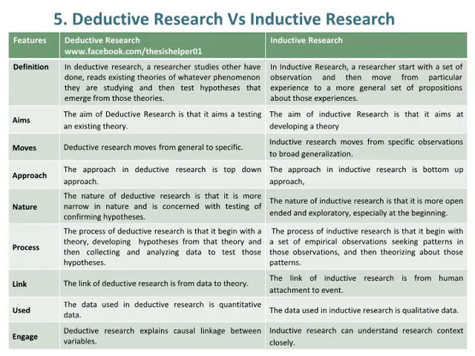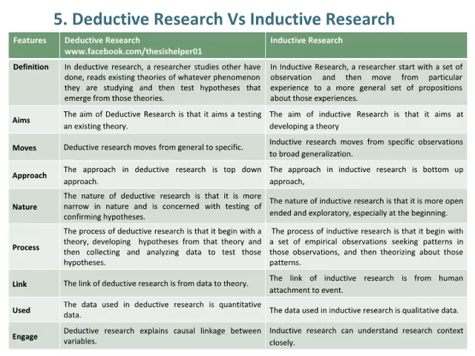The aim of deductive research is that it aims at testing an existing theory, whereas the aim of inductive research is that it aims at developing a theory. Deductive research moves from general to specific, whereas inductive research moves from specific observations to broad generalization. The approach in deductive research is a top-down approach, whereas the approach in inductive research is a bottom-up approach.